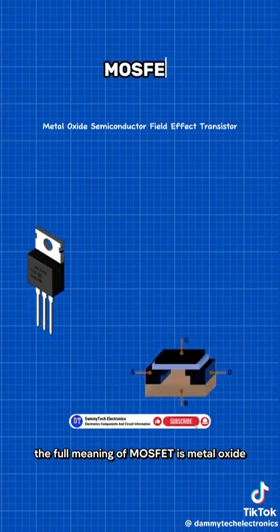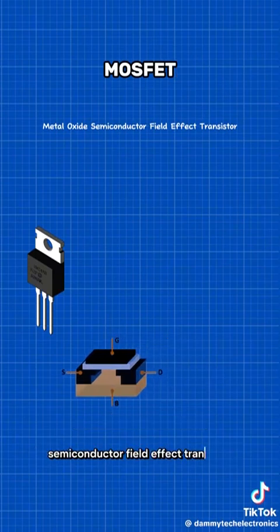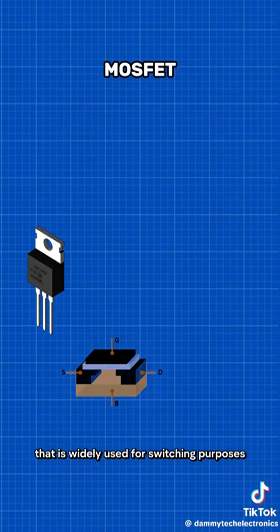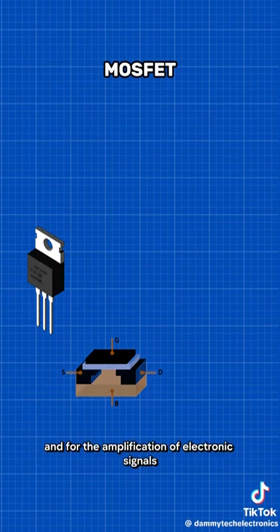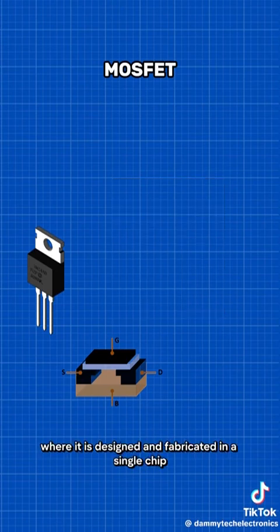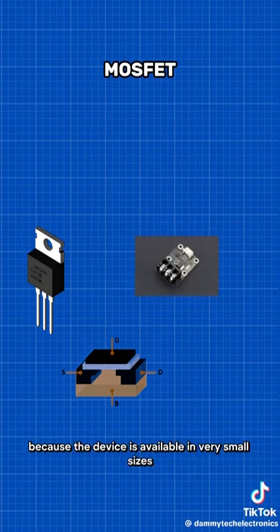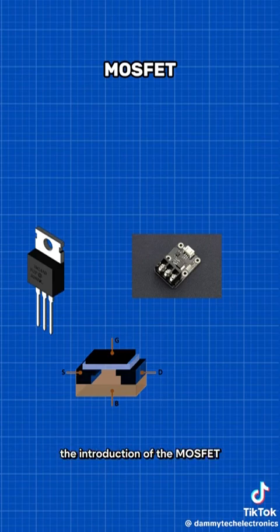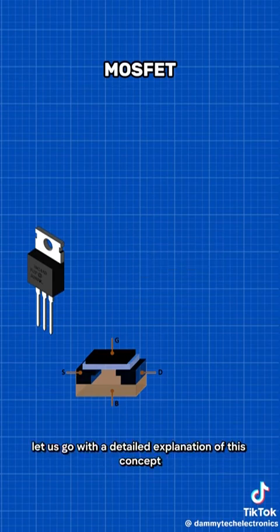The full meaning of MOSFET is metal oxide semiconductor field effect transistor. This transistor is a semiconductor device that is widely used for switching purposes and for the amplification of electronic signals in electronic devices. A MOSFET is either a core or integrated circuit where it is designed and fabricated in a single chip because the device is available in very small sizes. The introduction of the MOSFET device has brought about a change in the domain of electronic switching. So let us go with a detailed explanation of this concept.